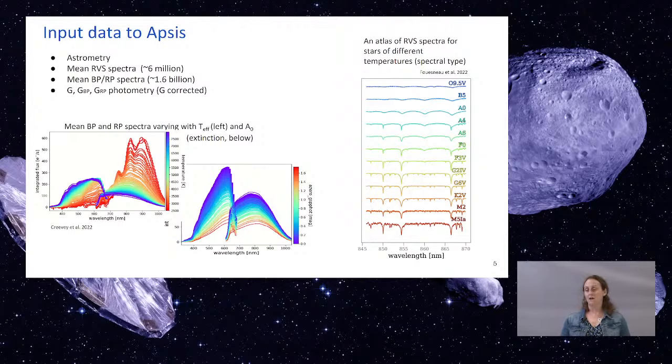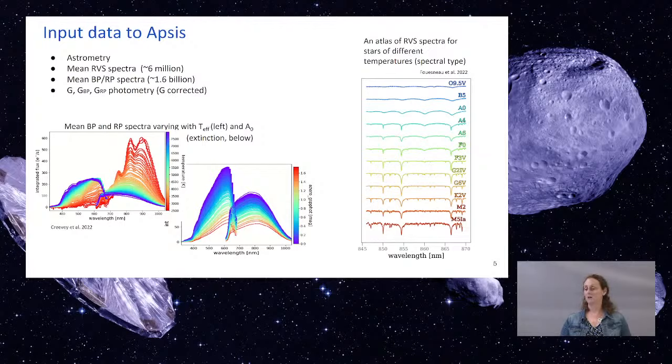So on the bottom diagrams, I'm showing examples of the BP-RP spectra. The BP and RP span from 400 to just over 1,000 nanometers. The figure on the left is showing how the spectra vary with the effect of temperature, and the figure in the middle panel on the bottom shows how the spectra vary as extinction varies.